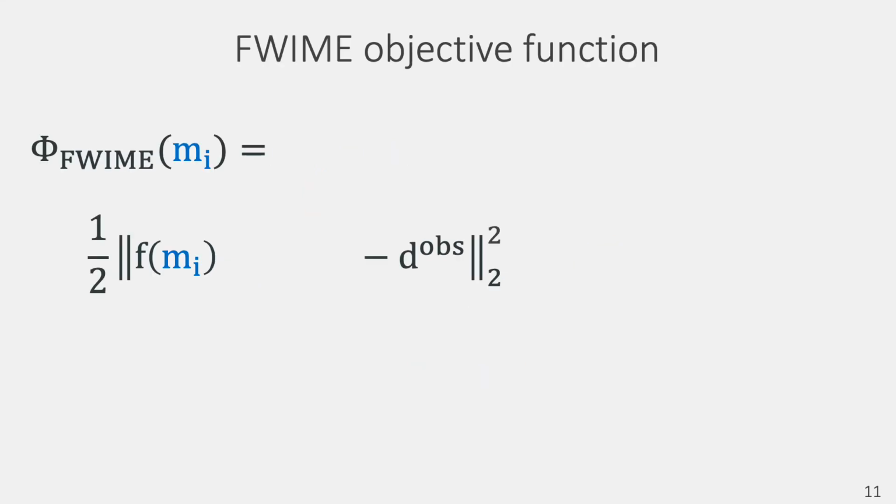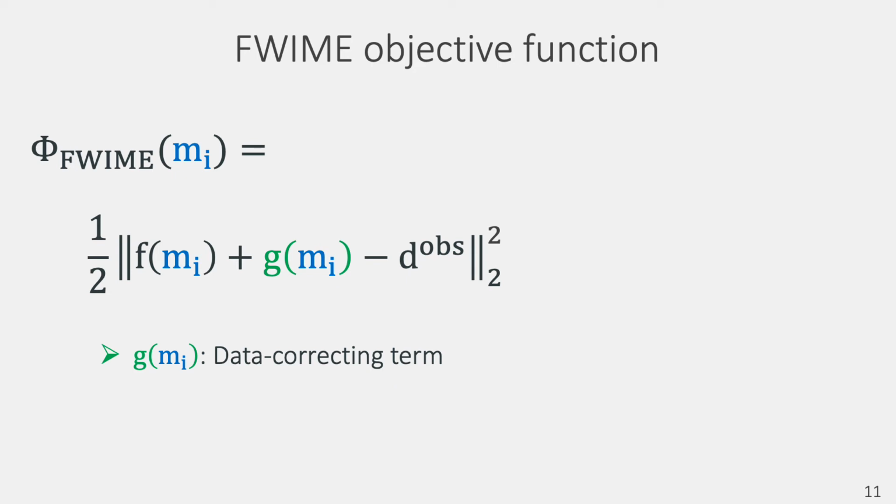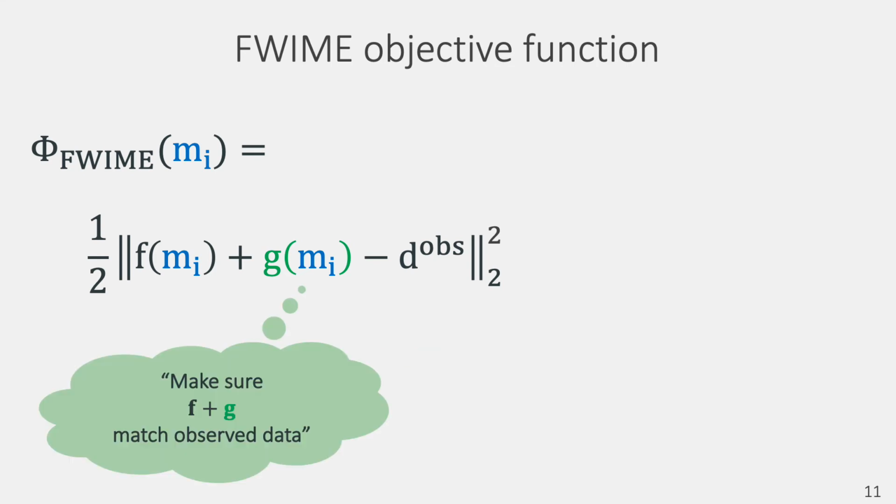In FWIME, in order to mitigate this cycle skipping effect, we add a data correcting term to the argument of the FWI objective function, g of mi. Its goal is to ensure that f plus g always matches the observed data as accurately as we wish. However, being able to match the observed data with this additional term does not imply that our objective function is convex or free of local minima.